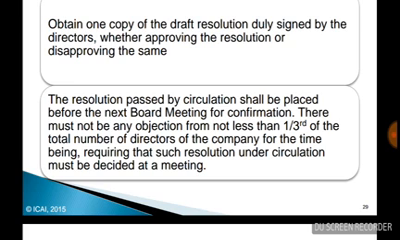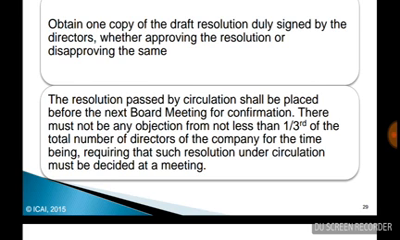resolution passed by circulation, signed by the director approving the resolution. This was also discussed: a resolution passed by circulation shall be placed before the next board meeting for confirmation. There must not be any objection from not less than 1/3 of the total number of directors of the company for the time being, requiring that such resolution under circulation must be decided at a meeting. As I already said, if 1/3 of... So let's discuss the powers of the board first.